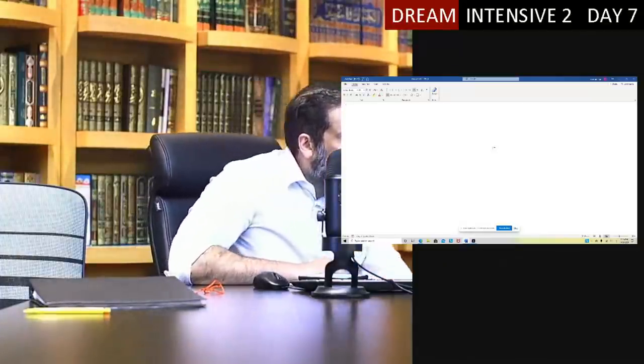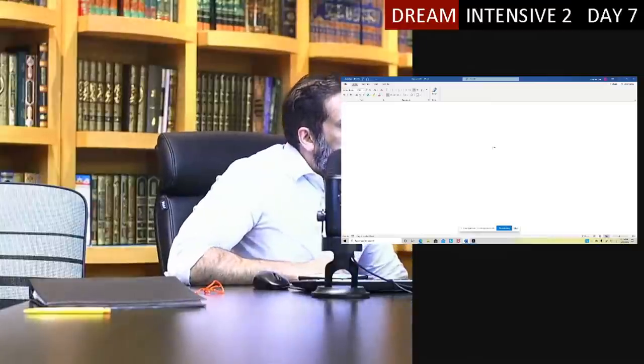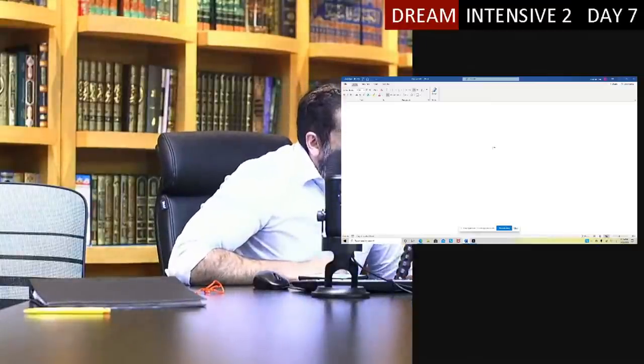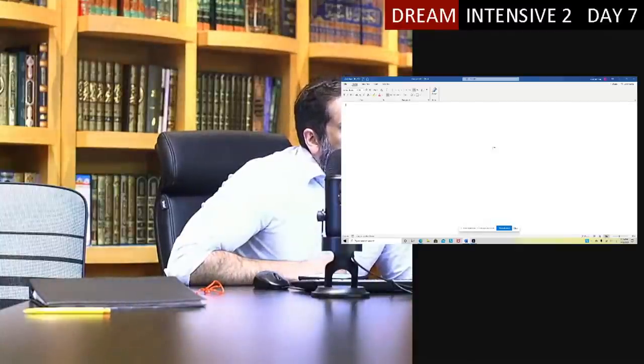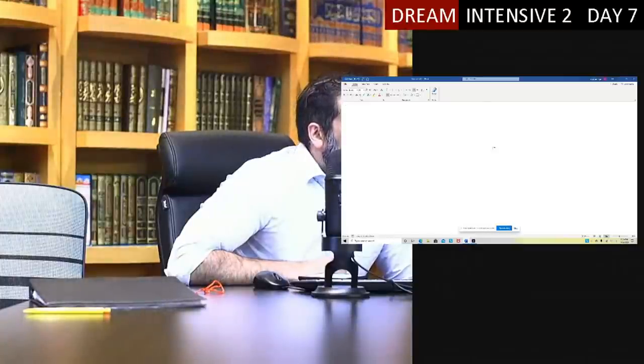Okay. When we're talking about the attached pronoun ya, meaning ana, like in the example of Rabbi, the status of Rabb is what they're asking about.